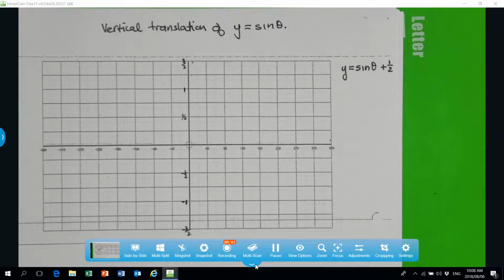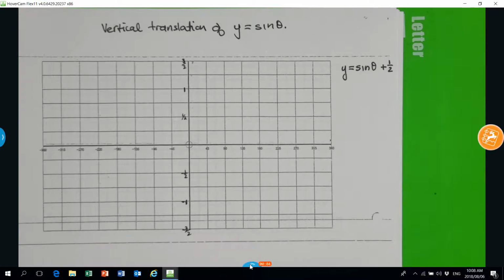Okay folks, we have revised the sine and cosine curves. Let's look at the vertical translation of the sine curve. Now remember what I warned you about? I said know your basic curves.